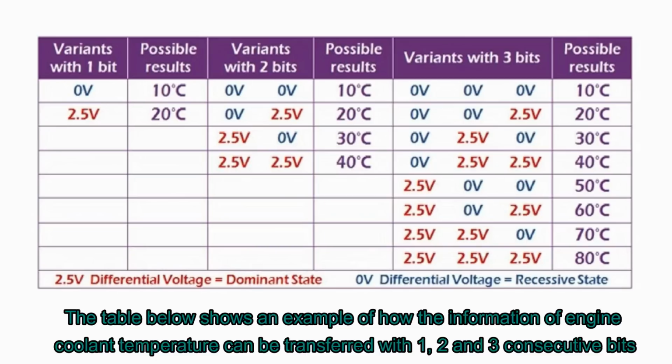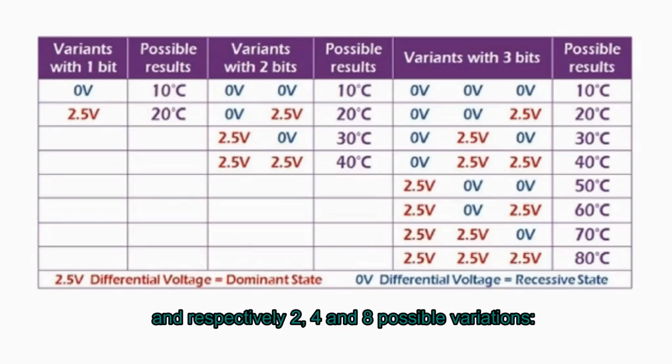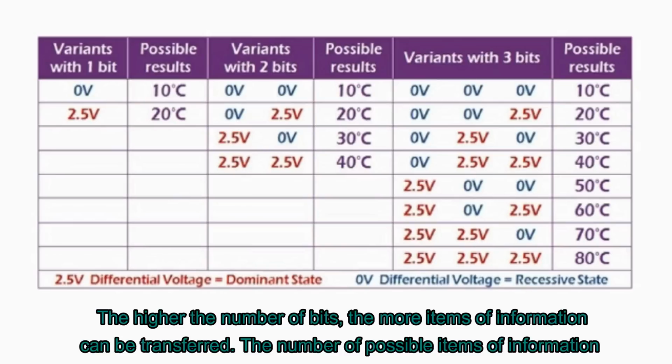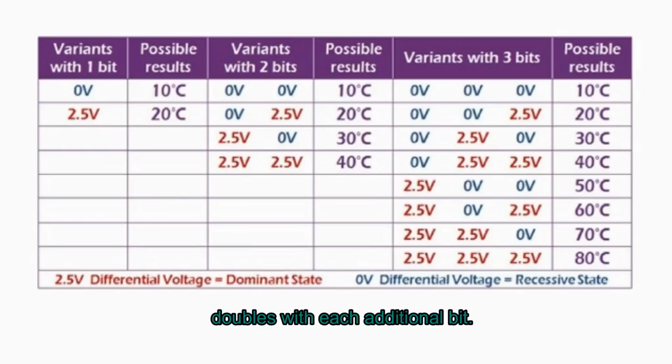The table below shows an example of how the information of engine coolant temperature can be transferred with 1, 2 and 3 consecutive bits and respectively 2, 4 and 8 possible variations. The higher the number of bits, the more items of information can be transferred. The number of possible items of information doubles with each additional bit.